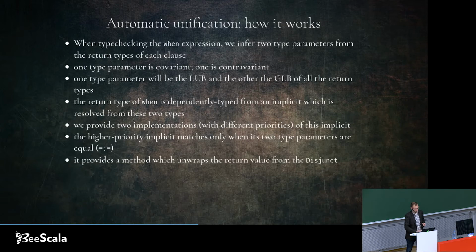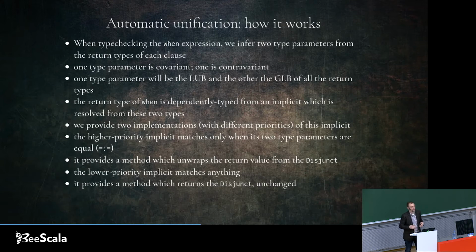And there will be a method on that implicit which will unwrap the disjunct. It will get the value out of the disjunct if and only if those type parameters are the same. If that implicit doesn't match, the compiler goes and finds another implicit. So there's a lower priority one which will match anything. It will never fail to match. But given that the first one hasn't matched, it implies that those two type parameters are different. And that one will return the disjunct unchanged, so it will still be wrapped up.